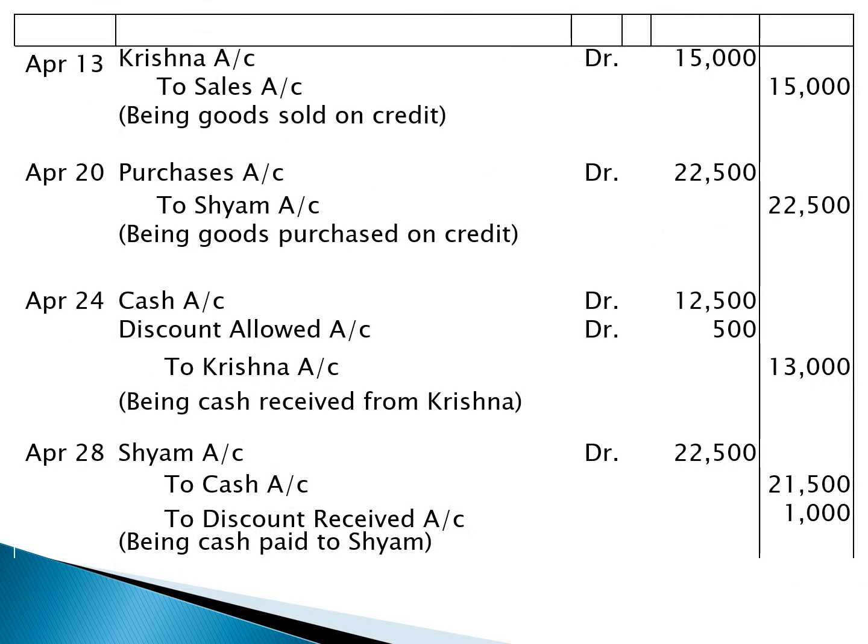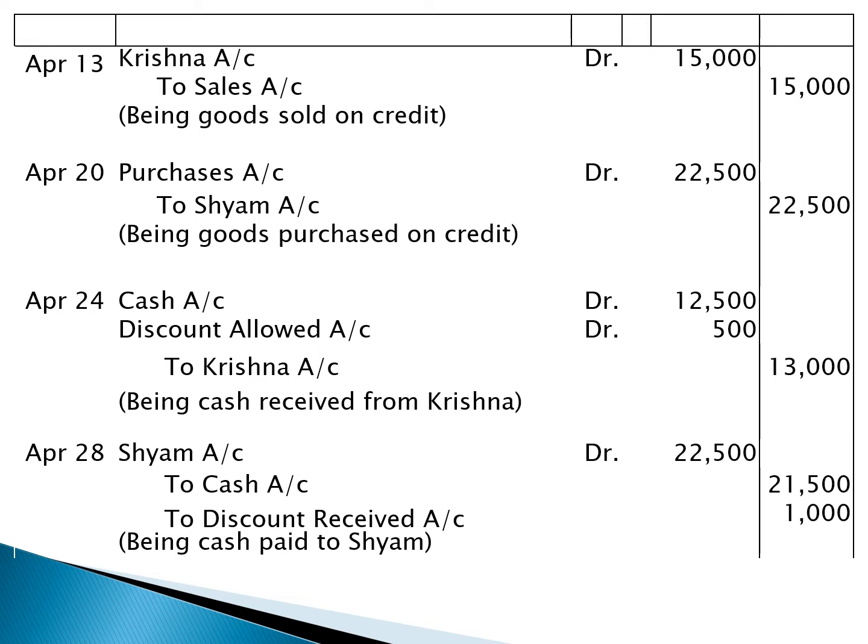Coming to the fifth transaction, Krishna account debit to sales account, being goods sold on credit. When goods are sold on credit, the person to whom the goods are sold should be debited. Next transaction, purchases account debit to Sham account, being goods purchased on credit. Here, the person from whom the goods are purchased on credit is credited.